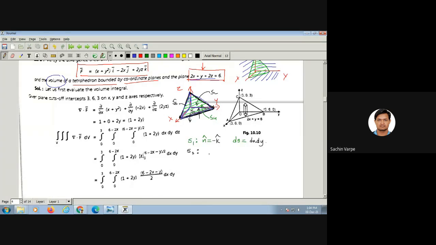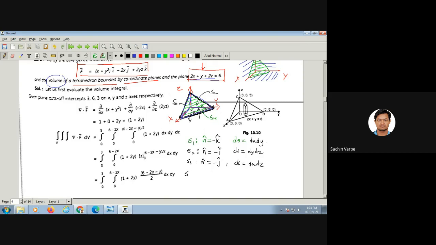What is n cap for S2? S2 is in the yz plane. So n cap will be minus i cap. That will be in the direction of negative x-axis, because if we consider the positive x-axis, then that will go inside the tetrahedron. And the area element ds will be dy dz. Clear to everyone? Accordingly, for S3 also n cap will be minus j cap and the area element is dx dz.